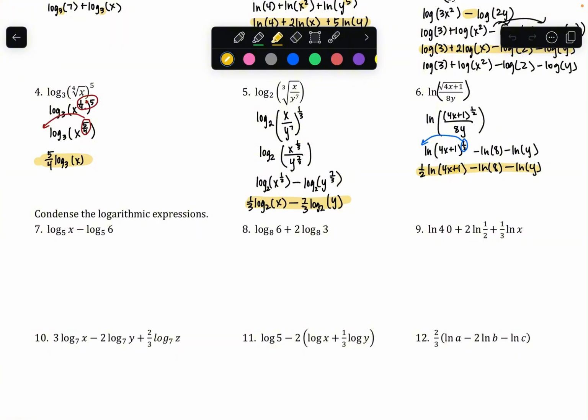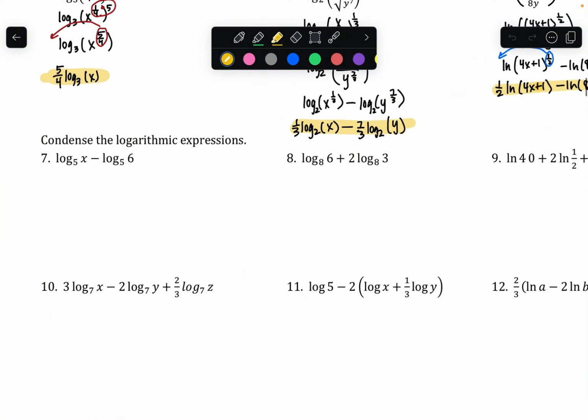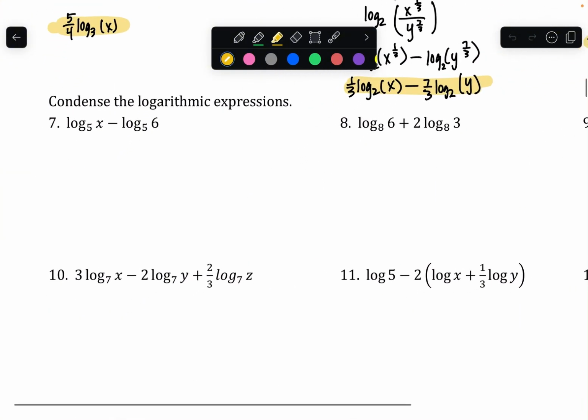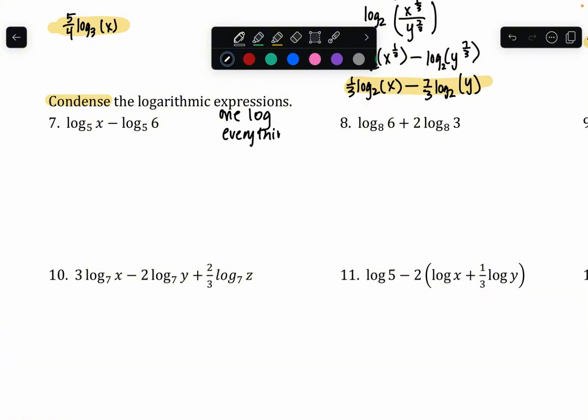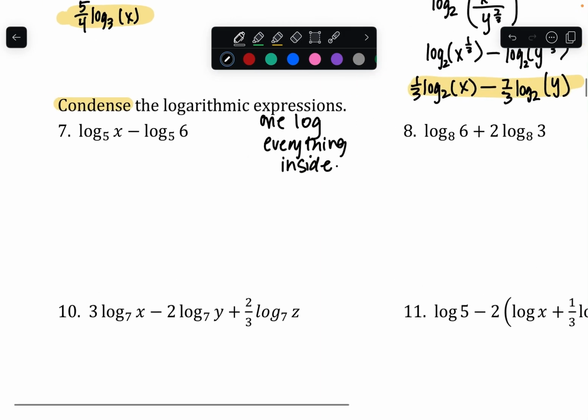All right, in these next examples, we're going in the opposite direction. So we are going to condense, okay? So everything inside one log, everything inside. Okay, and so here in this first example, we are subtracting. So when I write them inside the same log, we're going to have a division bar.